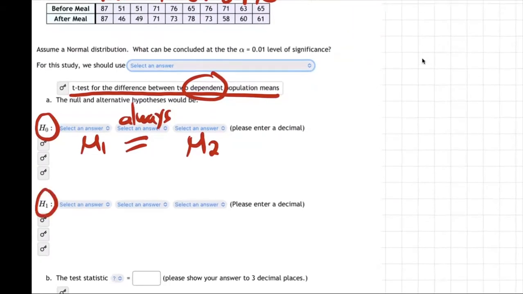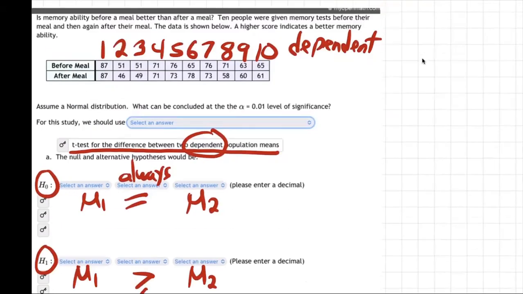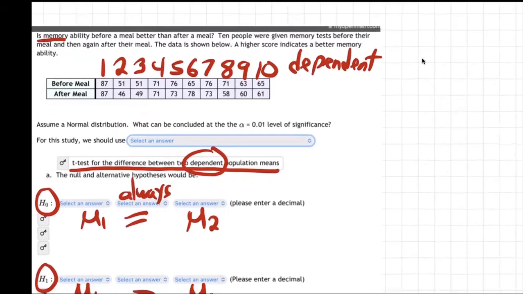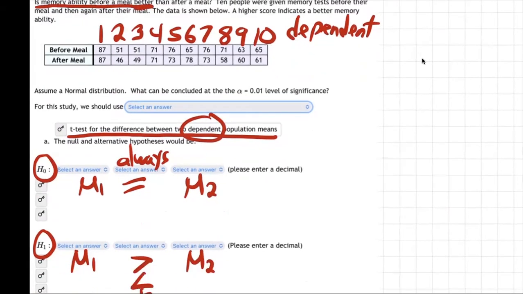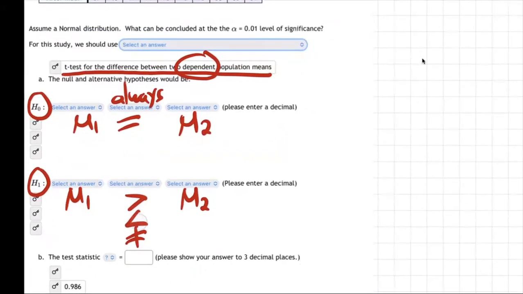And then for H1, we're going to have mu1, mu2. It's going to be greater or less or not equal, like it always is. What does it say up here? Is memory ability before a meal better? Better means greater, higher, right? Greater, better.